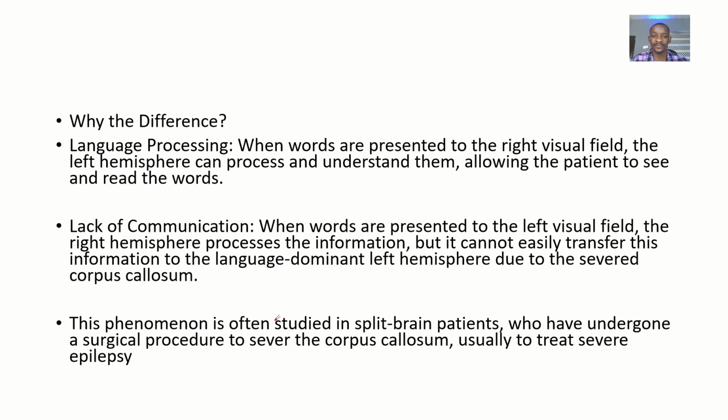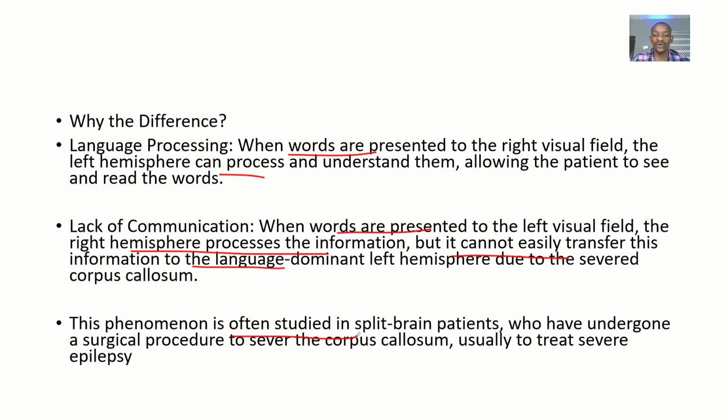So why the difference? For language processing, when words are presented to the right visual field, the left hemisphere can still process and understand them, allowing the patient to see and read the words. Okay? The lack of communication: when words are presented to the left visual field, the right hemisphere will process the information, but it is not dominant in language and speech. You get? But it cannot easily transfer this information to the language-dominant left hemisphere. This is due to what? The severed corpus callosum. Right?